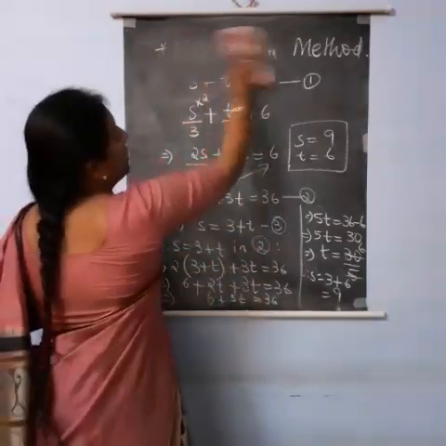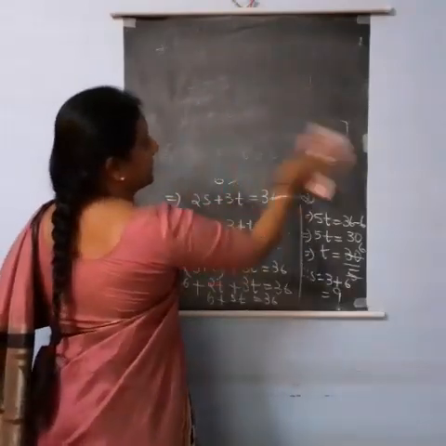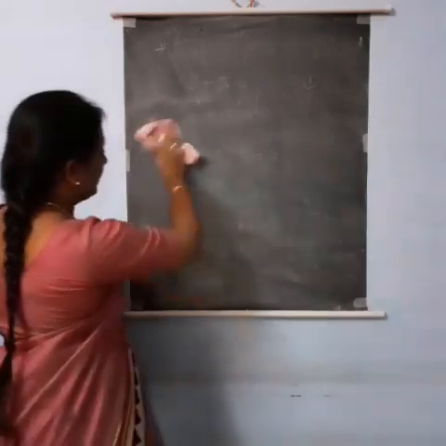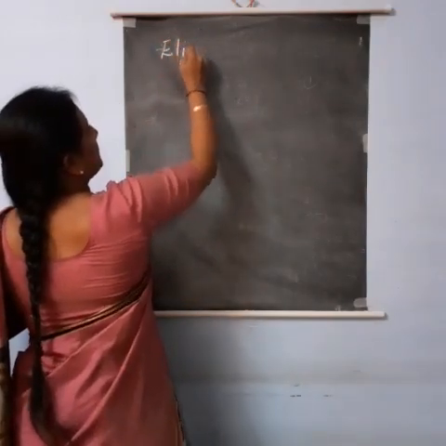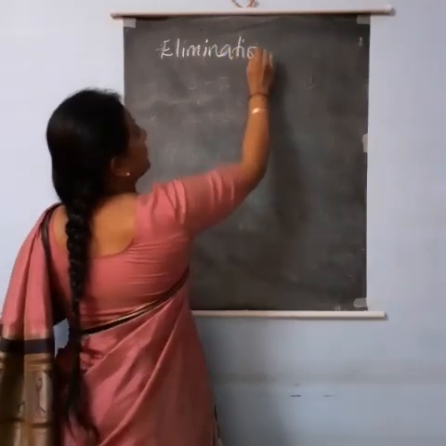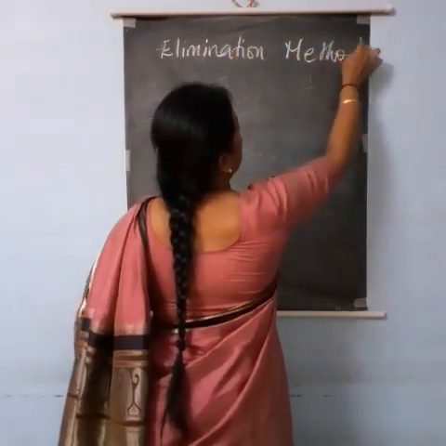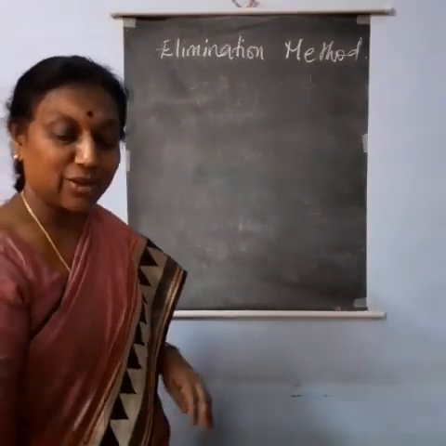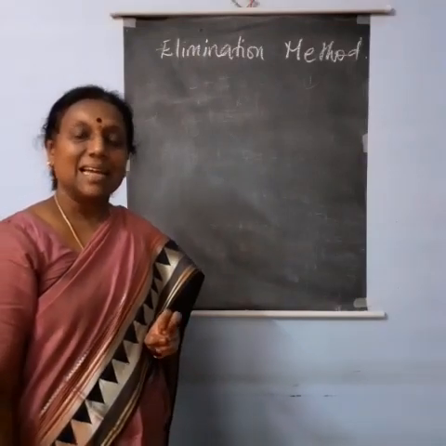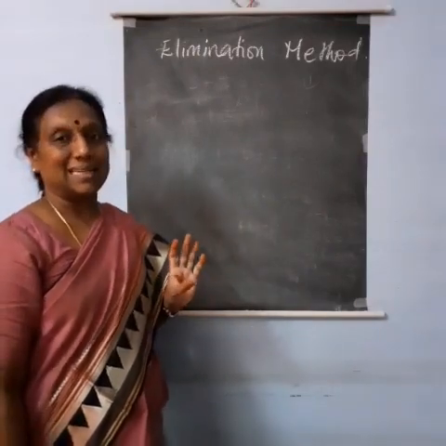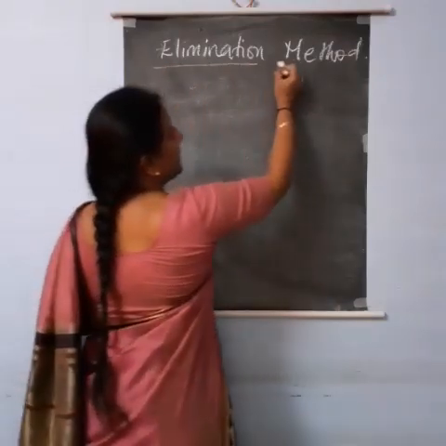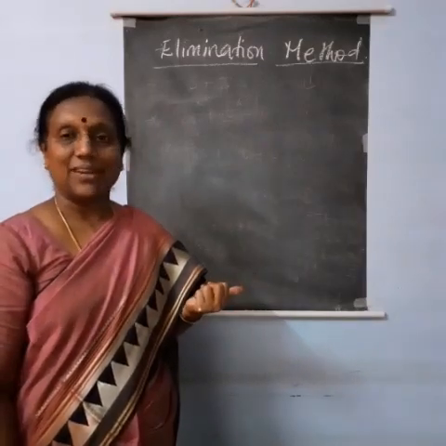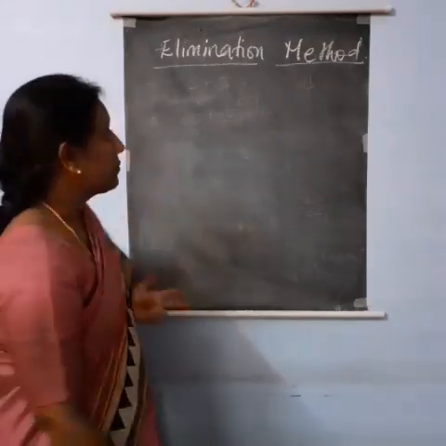The second method was known as the elimination method, correct? Okay. Now what is the meaning of elimination? Elimination method. What's the meaning of elimination? Elimination means to get rid of completely, correct? So we are going to eliminate one variable so that we can get the value of the second variable. Okay, now let us write down one example like this.